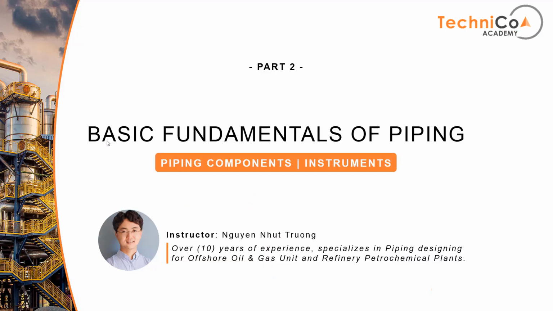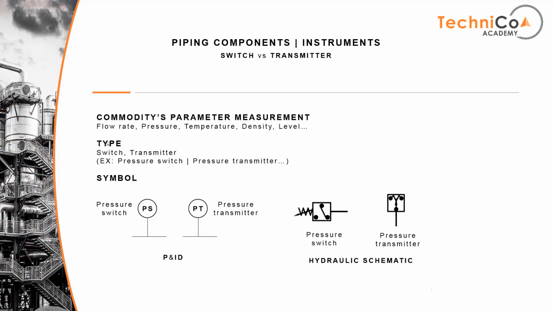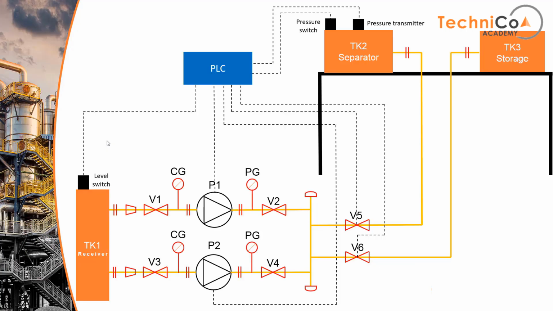This is the summary of Part 2, Piping Components, and in this part I will talk about instruments. In this instrument section, I will distinguish for you what a switch is and what a transmitter is. I will have a small example of a piping and instrument system. So let's see what role these instruments play in this system, along with the automatic valve and mechanical devices.